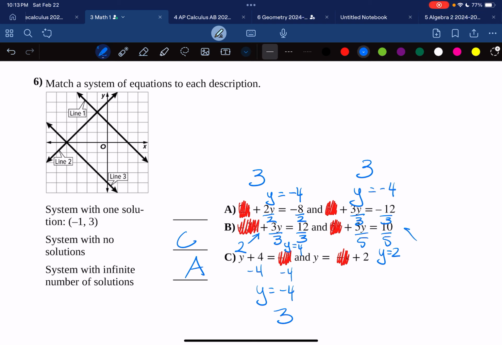So I can say this is line 1. Notice I have line 2 and line 1. Line 2 and line 1 intersect at one spot. It's technically that spot right there, if I could draw my lines correctly. That means I have one solution, and that solution is -1 and 3. That indeed is B. So the correct answer here is B, then C, then A.